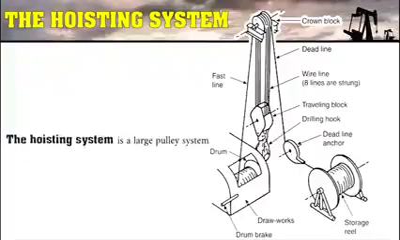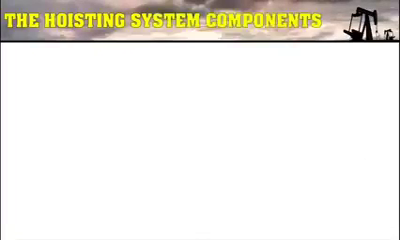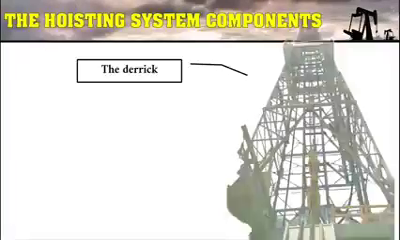The second system in the drilling rig is the hoisting system. The hoisting system is a large pulley system. The hoisting system is a system that is used to raise and lower equipment into and out of the well. The hoisting system components: the first part of the hoisting system is the derrick.